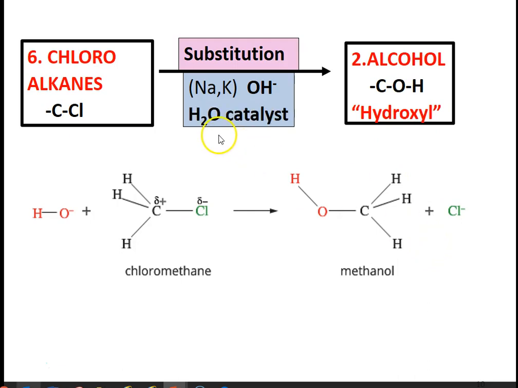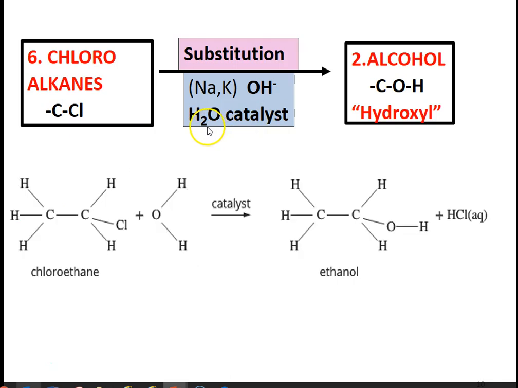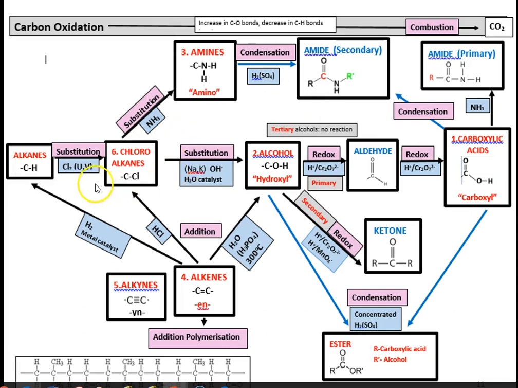You can also swap it with a water molecule, which has an OH. This is not as strong, and won't work as easily as having the negative charge on a hydroxide ion. So you need a bit of help if you're using water. So you need a catalyst, but you can get the same reaction. So either one of those will make an alcohol. Okay, so we've done our substitution across here.